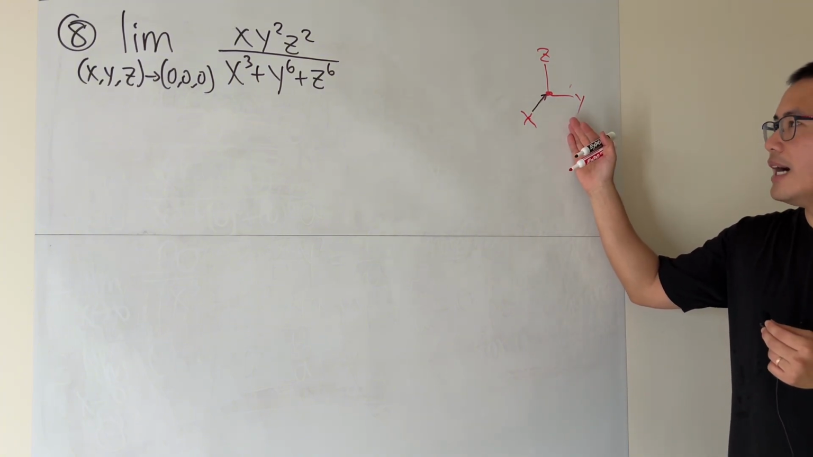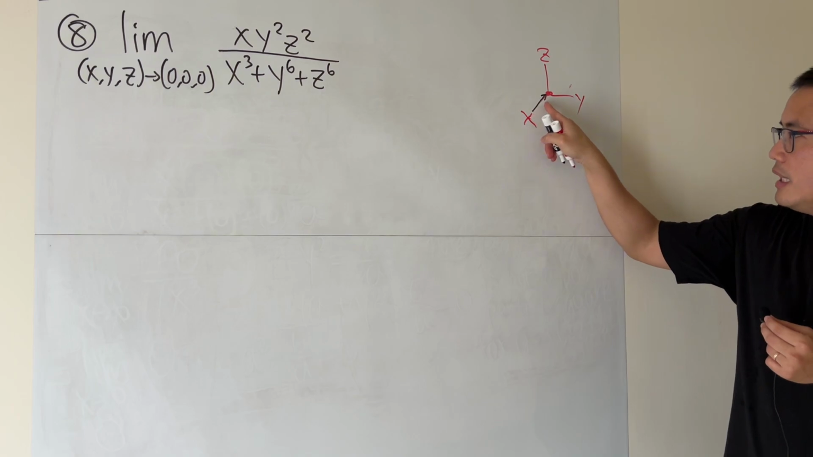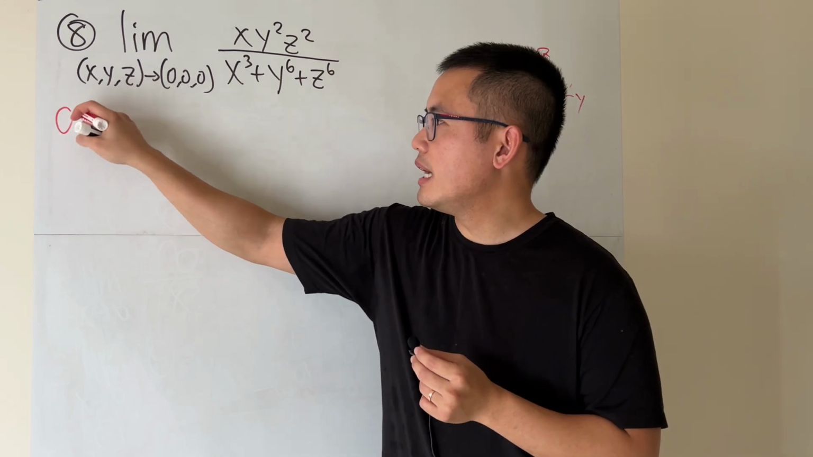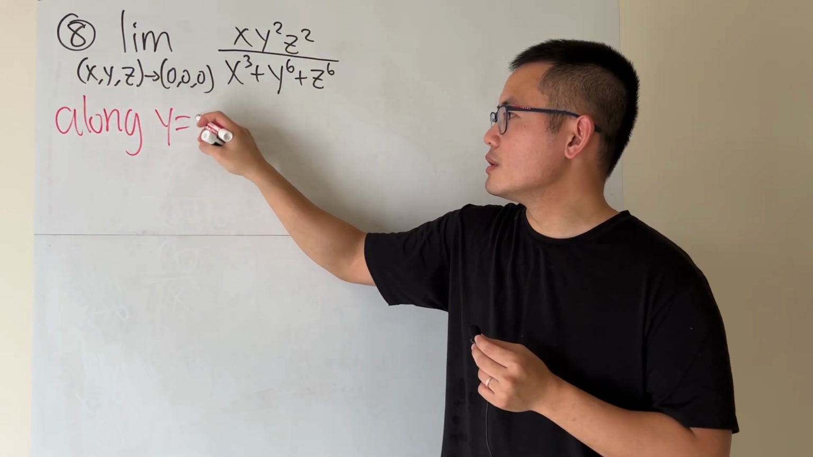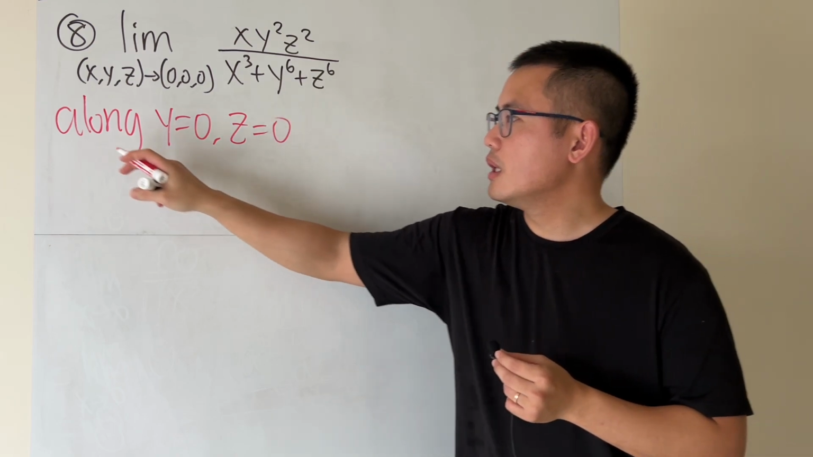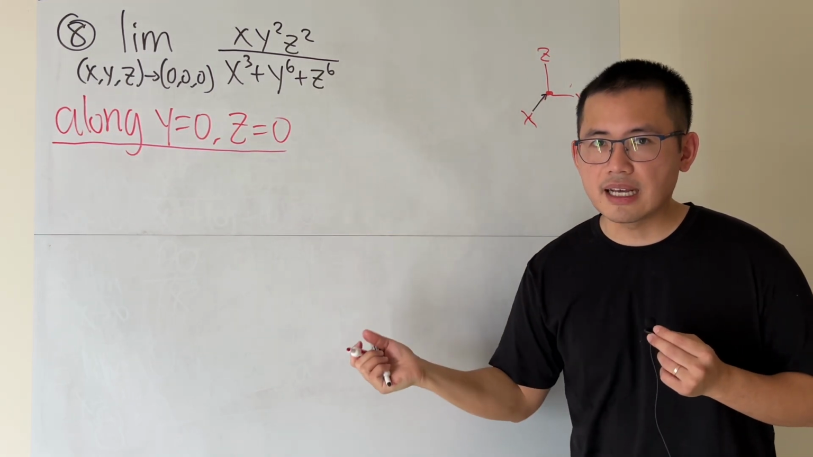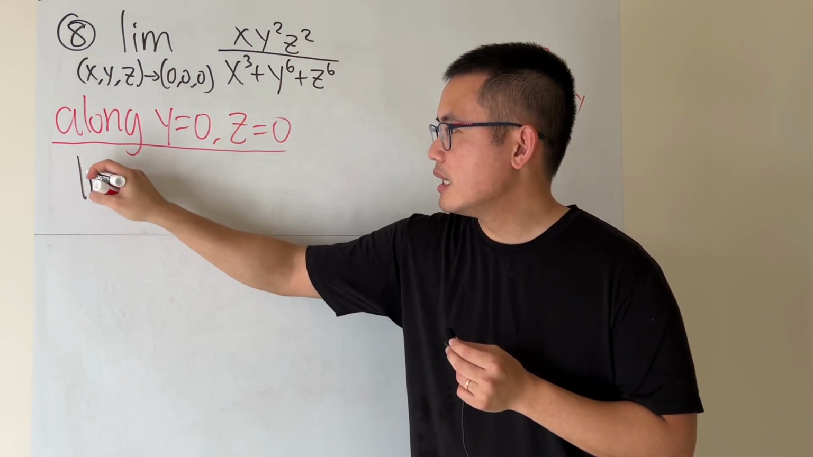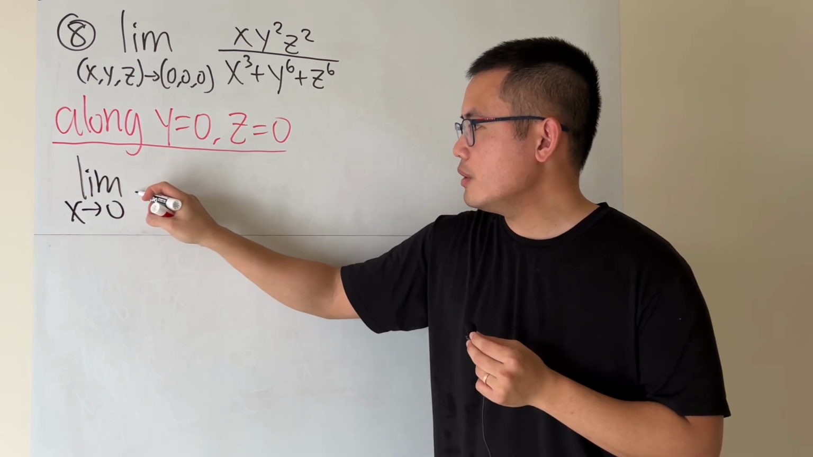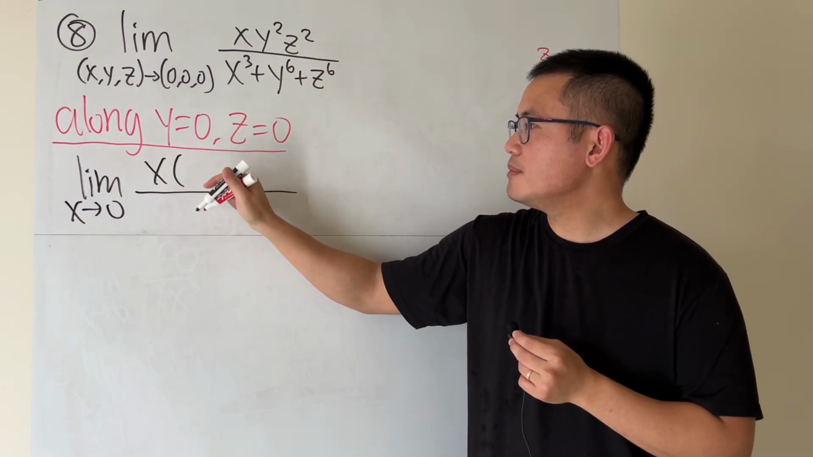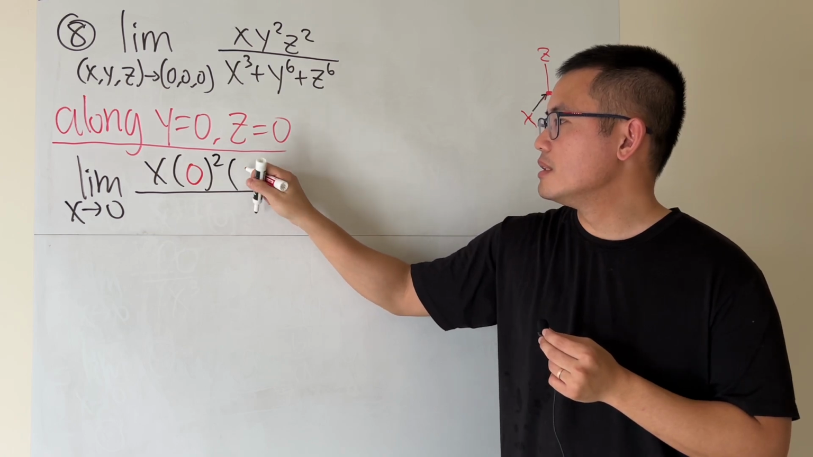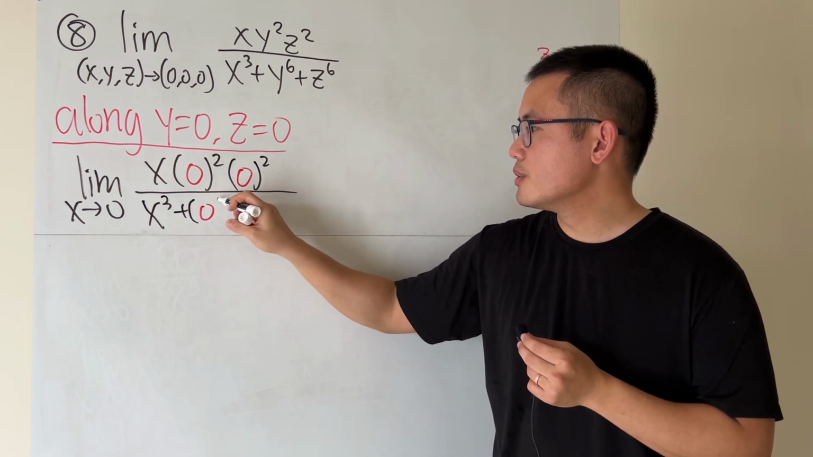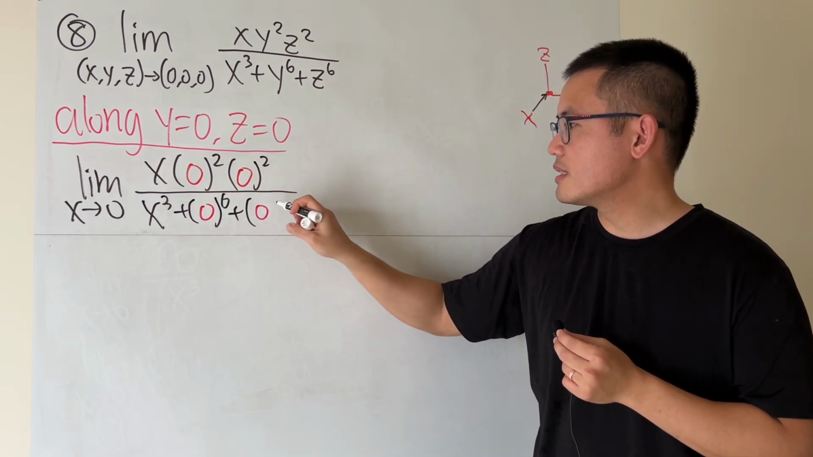But in this situation, we have to keep in mind that along the x-axis, y and z are both equal to 0. So right here, we will say along y is equal to 0 and also z is equal to 0. This is just to say the x-axis. Then we will just plug in 0, 0 into y and z here, and we will get the limit as x approaching 0, and then we have x times 0 squared times 0 squared, and then x cubed plus 0 to the 6 plus 0 to the 6.